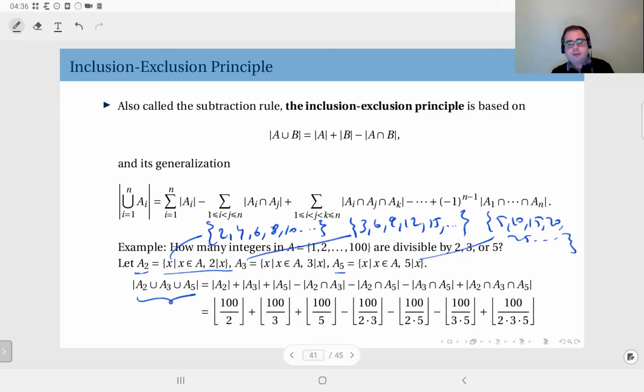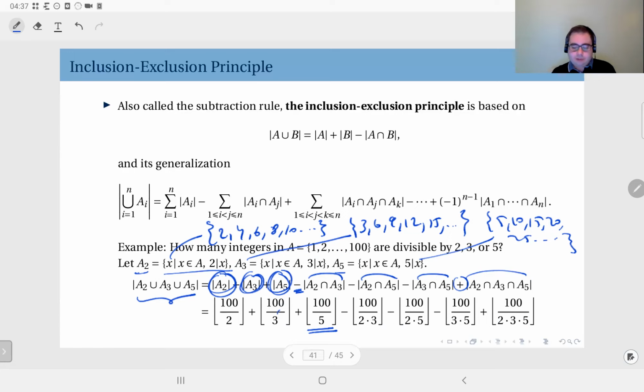How am I going to find the cardinality of the union? Apply the inclusion-exclusion principle. First of all, add the cardinalities of these three sets and then subtract the intersections of pairs and then add the intersection of all three. And this I can find using this expression. 100 divided by 2, take the floor, gives you the cardinality of A2. 100 divided by 3, take the floor, gives you the cardinality of A3. 100 divided by 5, take the floor, gives you the cardinality of A5.